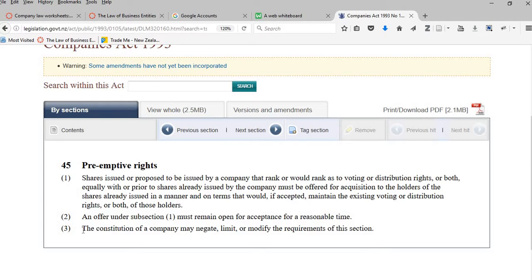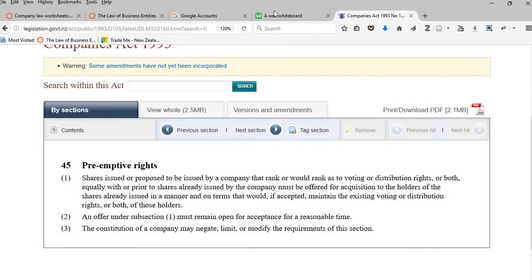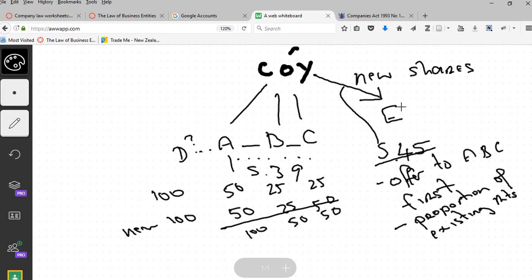Now what's important to note here is the Constitution may negate, limit, or modify the requirements. So you have to decide, do we want this arrangement? Maybe we just want E because they are another company that would work well with our business, provide us with cheaper materials, or give us access to markets, like combining with a distributor or supplier. So we want them for good commercial reasons, not just for money. But if we have section 45 preemptive rights, first we got to go through here, and if they don't, then we can go over here and give the shares to them. But if they take them, we can't now offer them here.